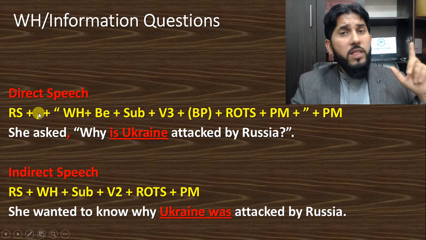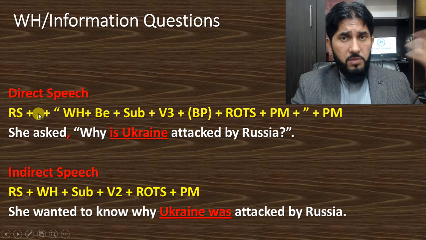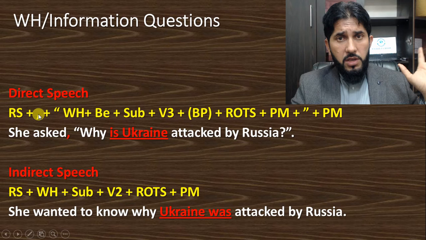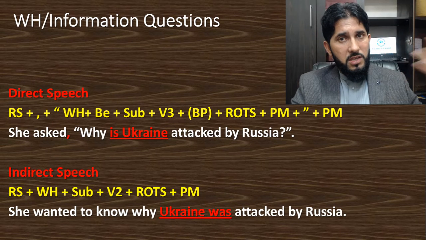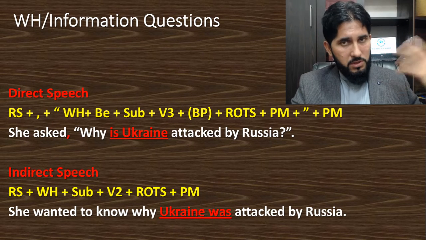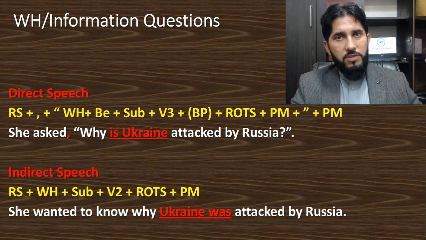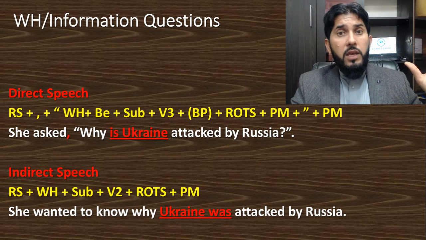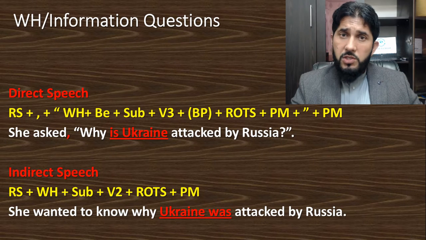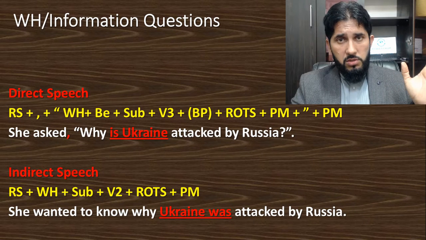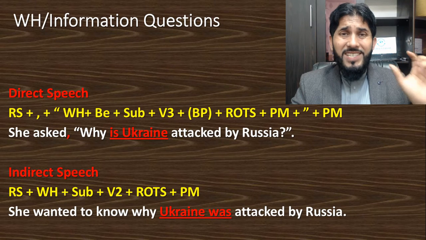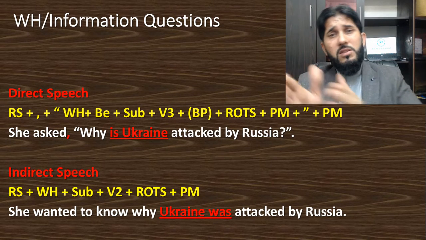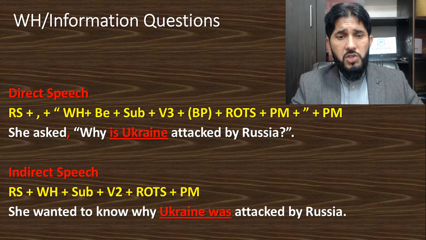One thing that you should keep in mind: in affirmative and negative sentences, you are using the conjunction that instead of comma in indirect speech. In questions, like yes-no questions and negative interrogative sentences, you are using if, the conjunction if, or whether instead of comma in your indirect speech. But when it comes to information questions, you do not use any of those conjunctions, okay? The WH question word itself functions as the conjunction, so you do not need any conjunction.